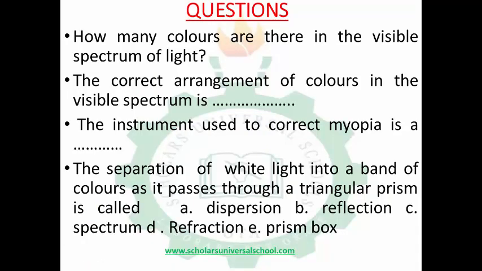Now questions to practice with. How many colors are there in the visible spectrum of light? The correct arrangement of colors in the visible spectrum is? The instrument used to correct myopia is a dash. The separation of white light into a band of colors as it passes through a triangular prism is called: A, dispersion; B, reflection; C, spectrum; D, refraction; E, prism box.